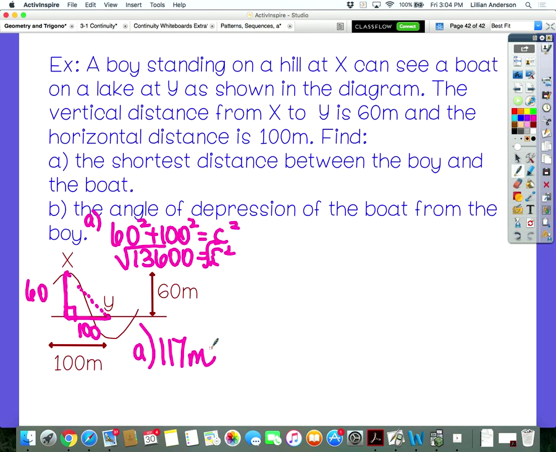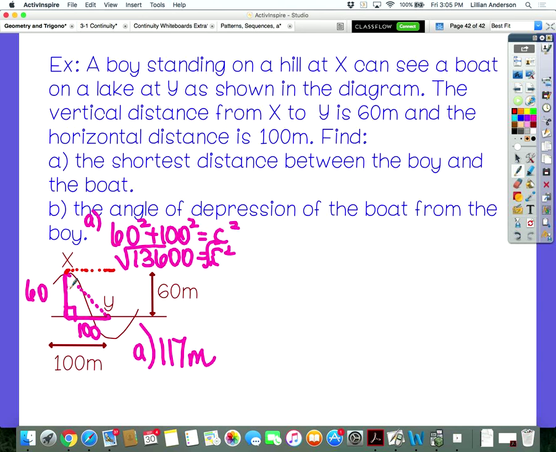Now part B says the angle of depression of the boat from the buoy. That's what you have to find. Now realize angle of depression, just like angle of elevation, always comes from a horizontal line. And it says of the boat from the buoy. Kind of interesting wording. But of the boat from the buoy, where's the depression coming from? It's coming from the boat or the buoy? The buoy. So the buoy who's standing at the top of the hill, you need to draw that horizontal line so that way you can get where the angle of depression is.